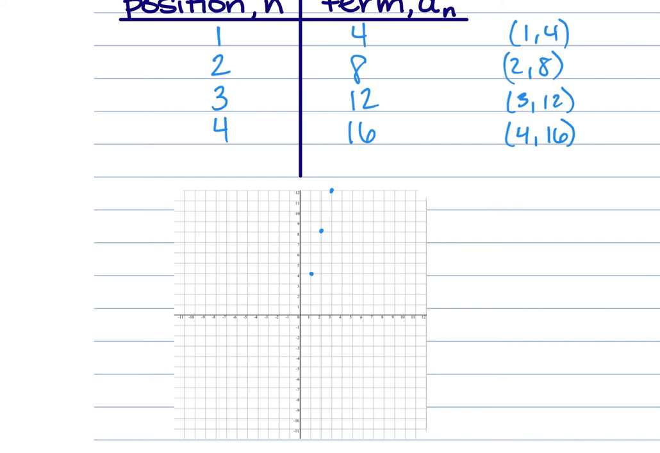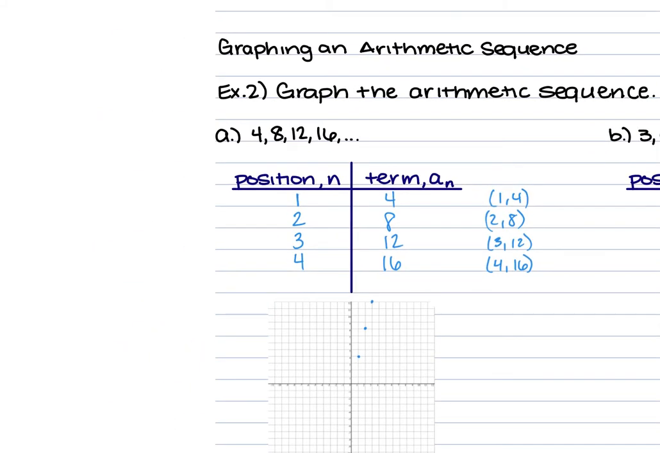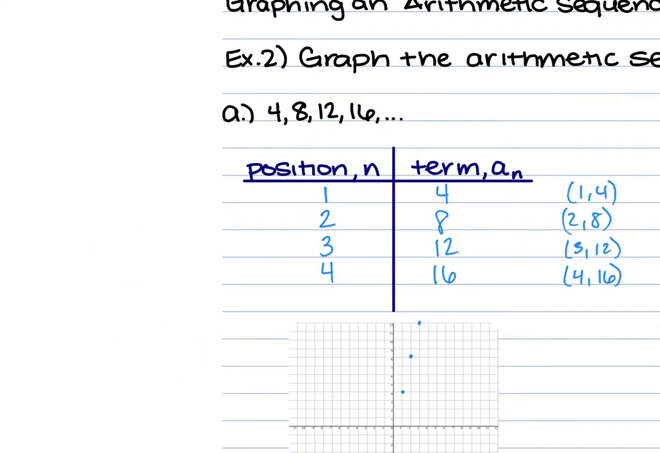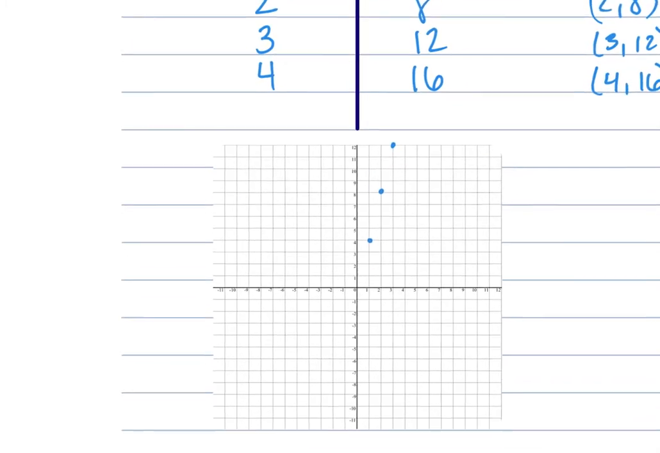The reason we are not drawing a line through these points is because it's a sequence. Do you see how our sequence only includes 4, 8, 12, and 16? If we were to draw a line, we would say our sequence includes all of the points in between there, and it does not. Now, what do you notice about the points when we graphed it?